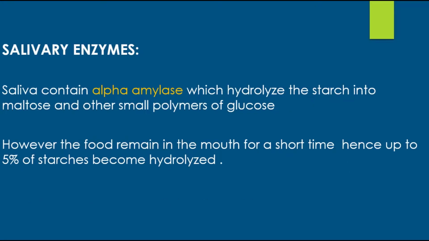Digestion of food starts from the mouth. The first set of enzymes of the digestive tract are salivary enzymes, which mainly contain alpha amylases, which break down the starch into maltose and other small polymers of glucose. However, due to the short stay of the food in the mouth, only up to 5% is hydrolyzed.